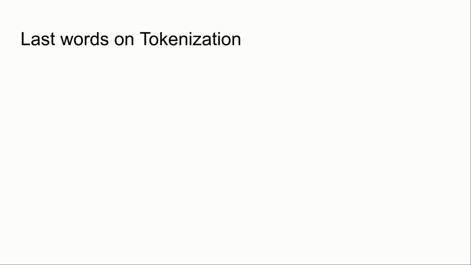So some last words on tokenization. As you have seen, tokenization of English is quite easy, and this is mostly because we can base most of the tokenization from English on the spaces that separate the different words. So we can just use spaces.